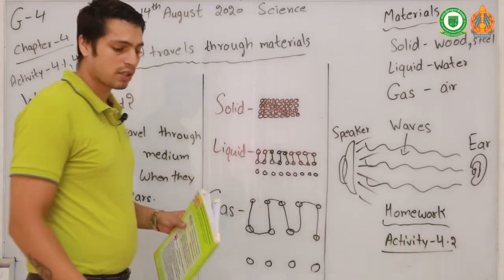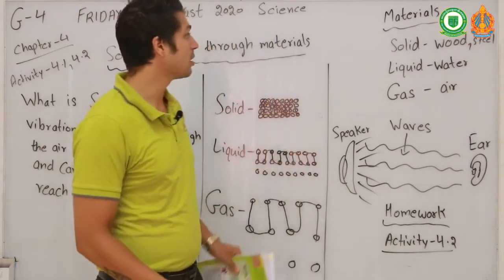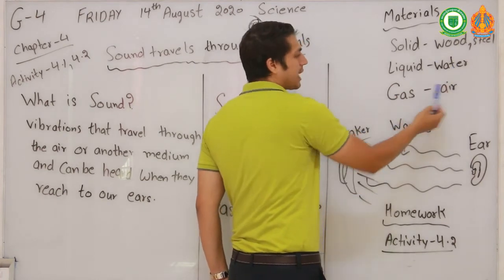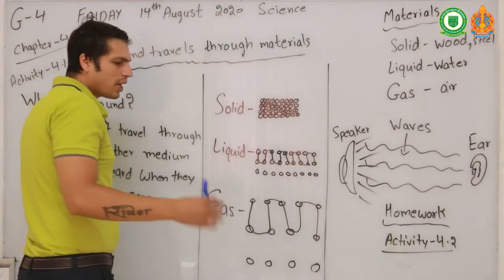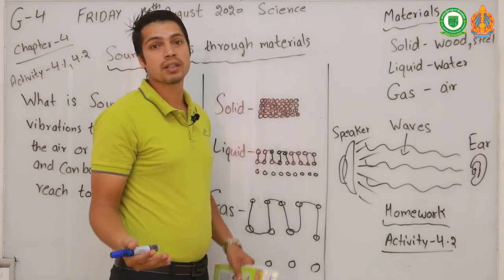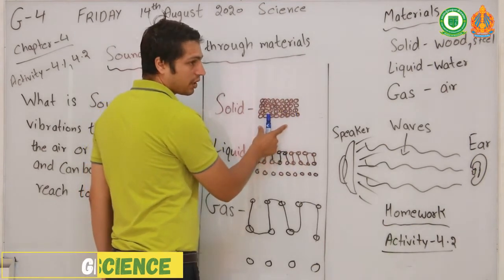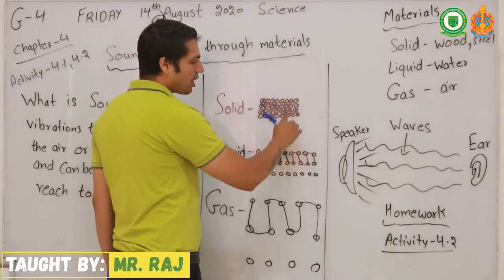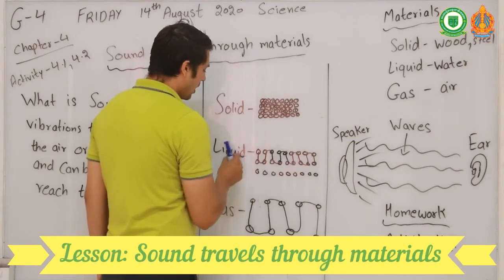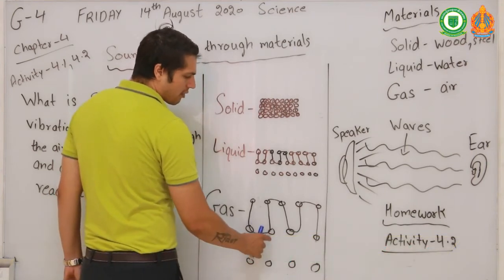Sound needs a medium to travel. A medium is a material, like solid, with wood and steel, liquid, water, or gas, air. But why do we hear loudest in solid? Because in solid the particles are very close to each other, so it doesn't take long for a wave to pass the sound from one particle to another. In liquid they are less close, and in gas they are very far.